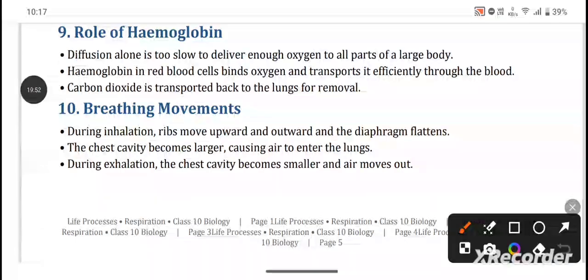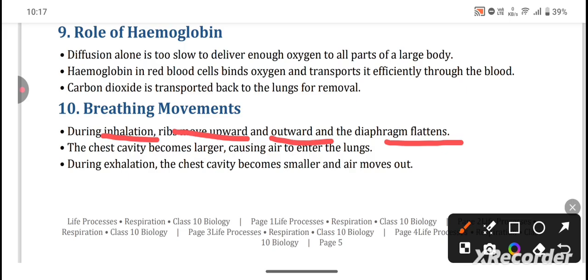So, breathing movements. During inhalation, the ribs move upwards and outward and the diaphragm flattens. The chest cavity becomes larger, causing air to enter the lungs. Whenever the chest cavity becomes larger, there is more space for atmospheric air to rush into the lungs, so that the oxygen present in the air is efficiently diffused into the alveoli. This is why the diaphragm flattens and the ribs enlarge.